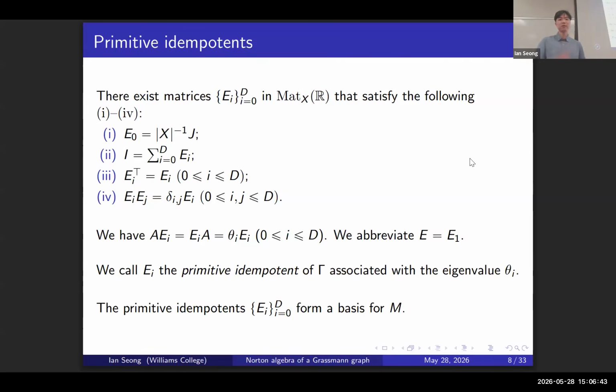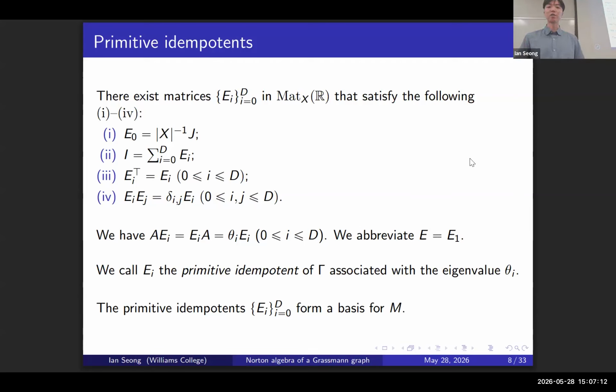Okay, so now let's talk about the primitive idempotents. So there exist matrices E_i that satisfy these properties. These are some technical stuff, but basically you can think of these matrices as a projection onto the eigenspace of the adjacency matrix. So the key takeaway here is that A times E_i is equal to E_i times A, which is theta_i times E_i, where theta_i is the (i plus 1)th largest eigenvalue.